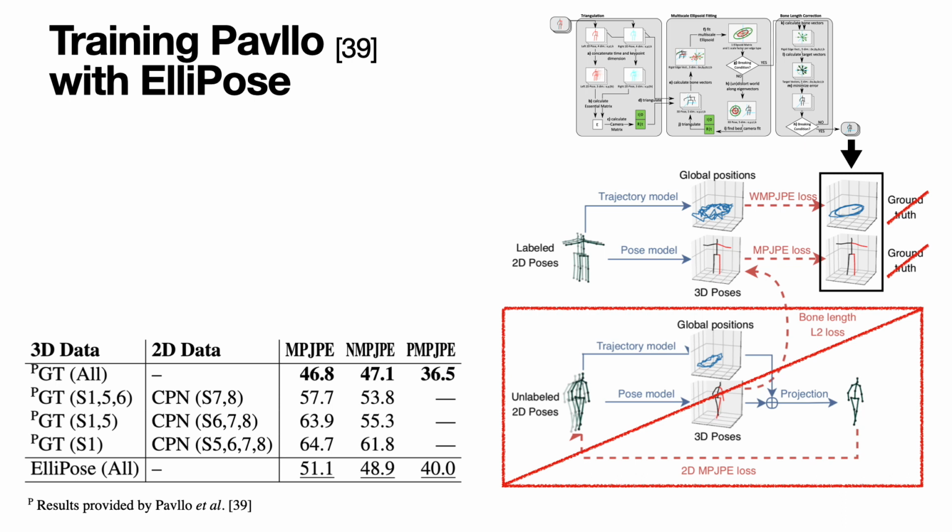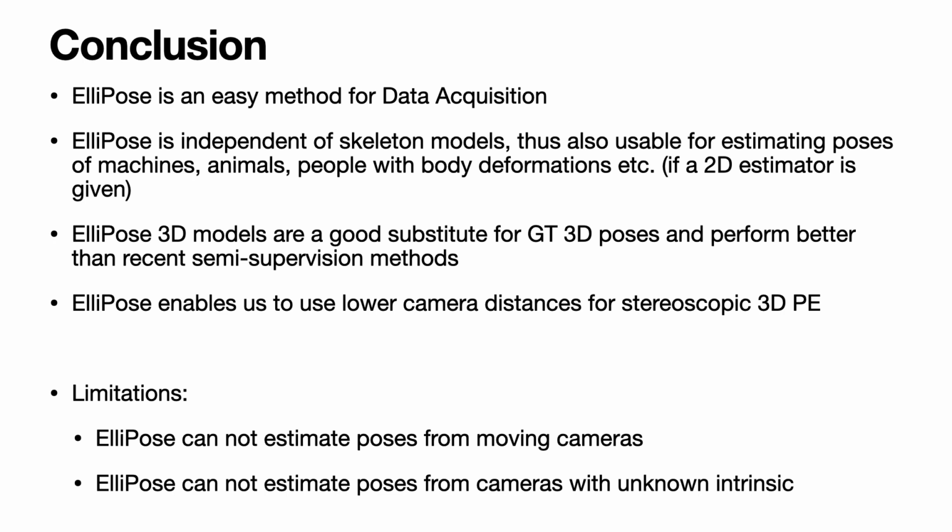We also use the generated 3D poses to train the 3D human pose estimator by Pavlo et al. Hereby our generated pose performs better than any of his semi-supervision approaches. ElliPose is an easy method of data acquisition. It is independent of skeleton models, thus also usable for estimating poses of machines, animals, people with body deformations, etc. ElliPose 3D models are a good substitute for ground truth 3D poses and perform often better than recent semi-supervision methods.